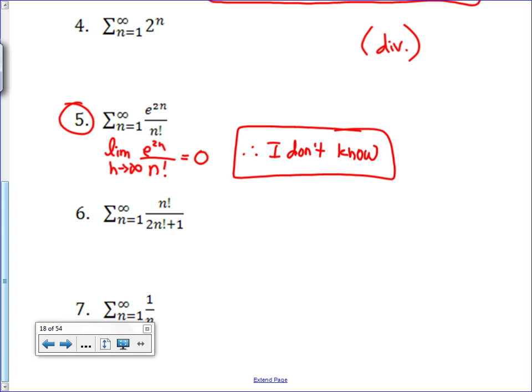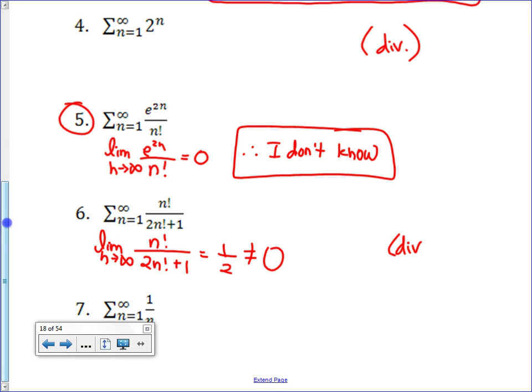Bottom one, or number 6, what do you guys think? Diverge or converge? 1 over 2. Yeah, because same thing, I have tied degrees, and even though there's a factorial, I can still say it's not equal to 0. So it diverges by the nth term test. How about the bottom one?